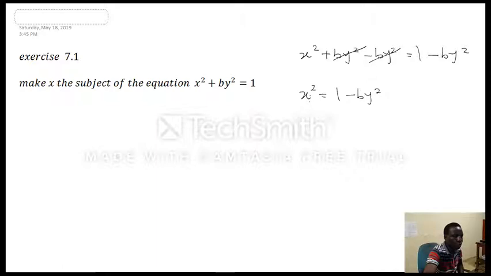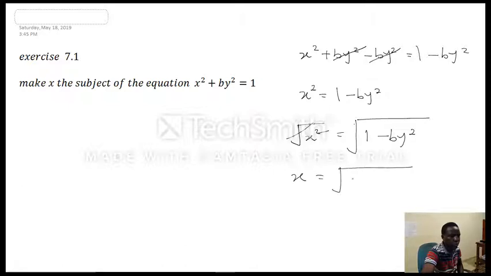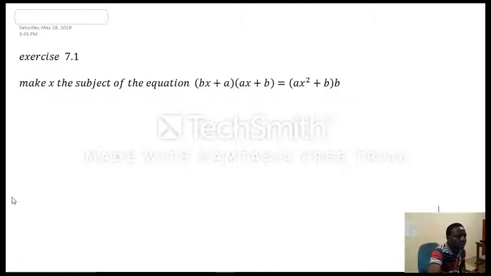This cannot be simplified to be a difference of 2 squares, so we are going to find the square root of both sides. So square root of x squared is equal to square root of 1 minus by squared. Square will cancel square root, and we'll have x is equal to square root of 1 minus by squared as our answer.